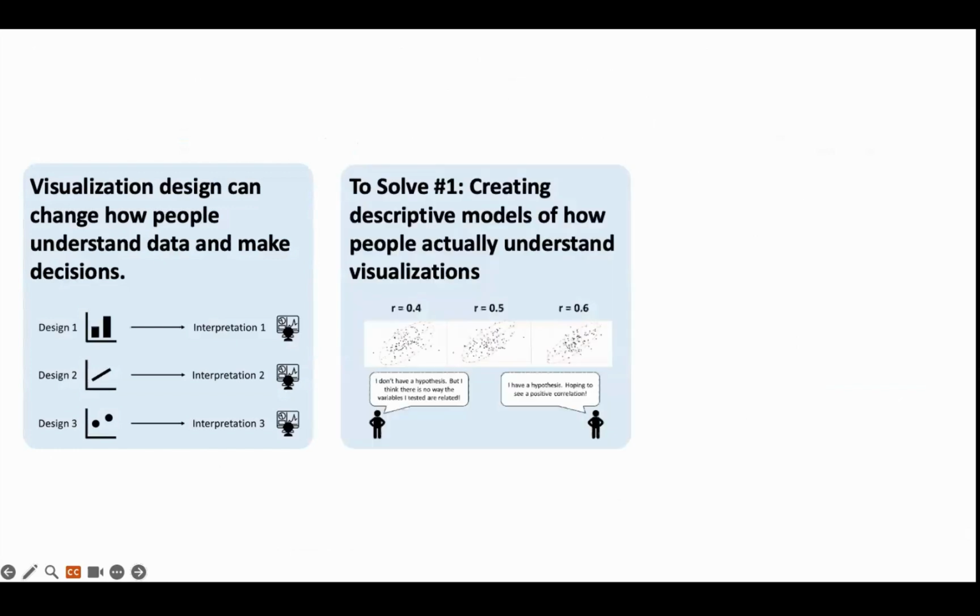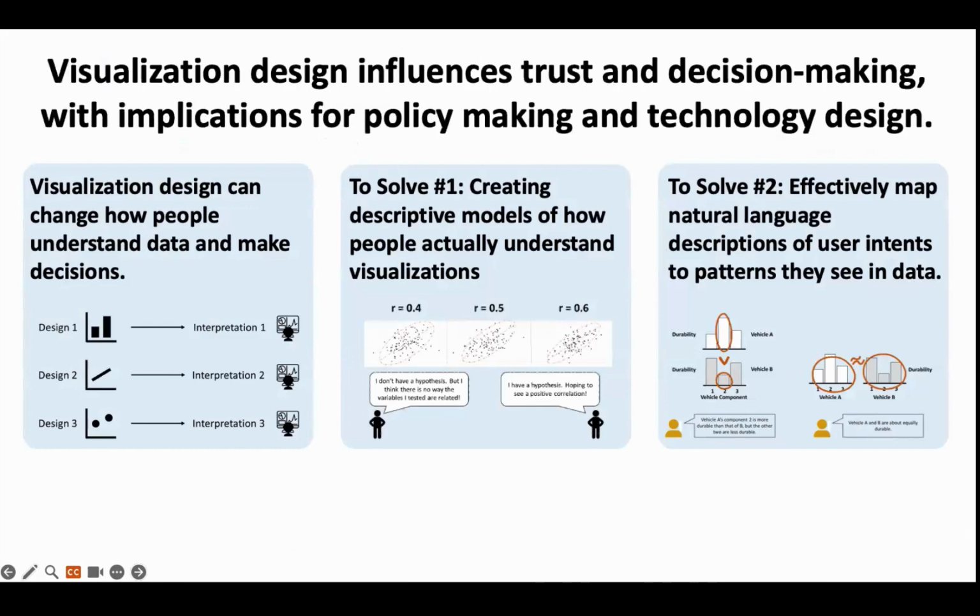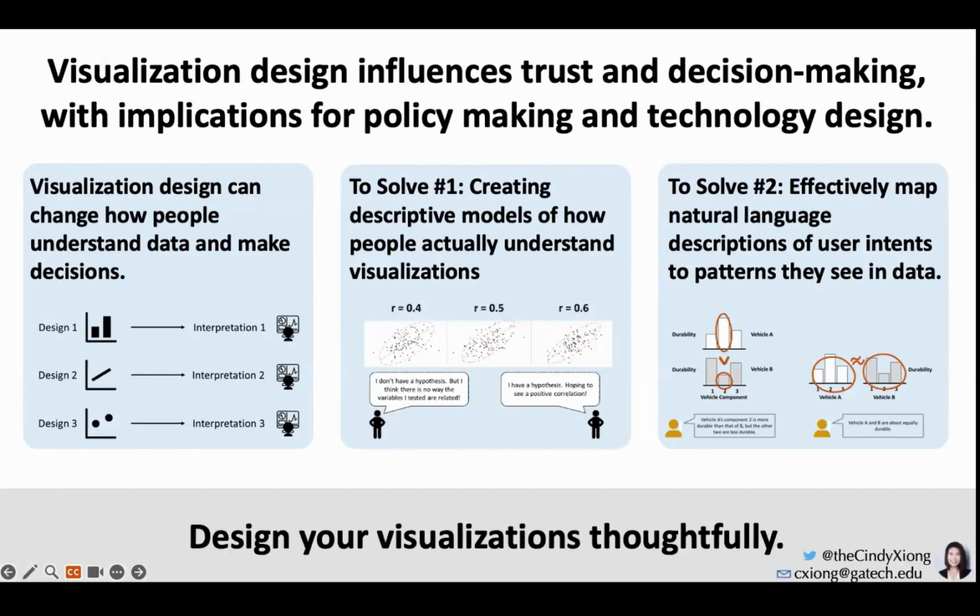And I need y'all's help to solve the challenge of predicting what people see in a visualization, and to figure out how we can use natural language more effectively in the tools that we build, because of this real-world component that we must account for. And if you are going to take anything away with you today, it is that if you are designing visualizations, please do so thoughtfully. And thank you.